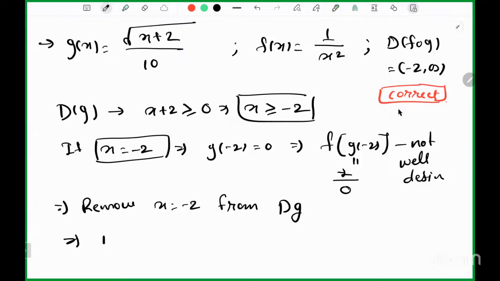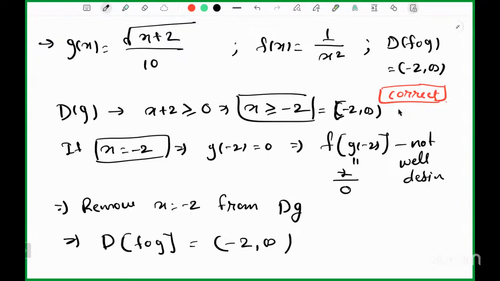So this implies that the domain of f composition g is nothing but the open interval minus 2 to infinity. Okay, so this is the same as the half-closed interval minus 2 to infinity, but we are removing the point x equal to minus 2. Why is this so? Because we want f of g of minus 2 to be well defined, but g of minus 2 is 0 and f of 0 is not well defined. That's why you have to remove the point minus 2. Okay, is that clear? Fine.